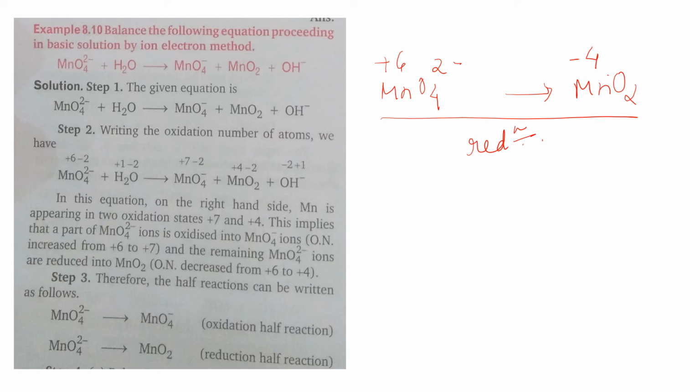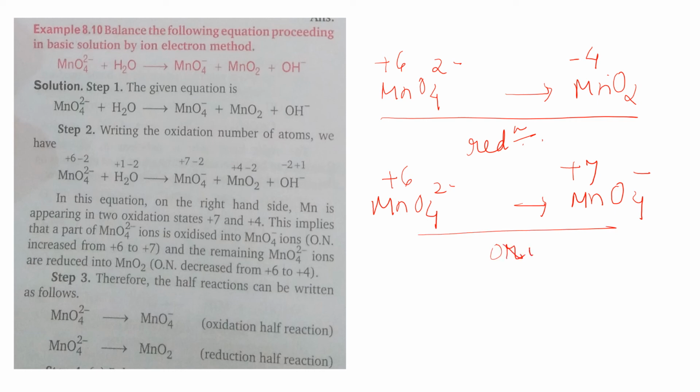Now you can see that once again MnO4 2 minus is going to MnO4 minus. Now this is plus 6 to plus 7. So this is undergoing oxidation. Okay, this is undergoing oxidation. So from one MnO4 2 minus only, both oxidation and reduction are taking place. Okay, now see here, this is the oxidation half reaction that I have written here, and this is the reduction half reaction.